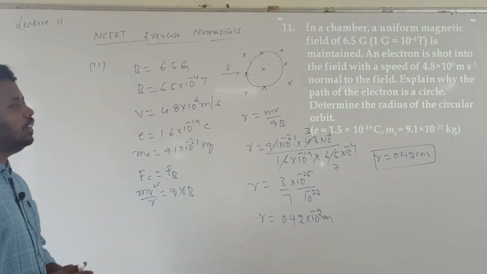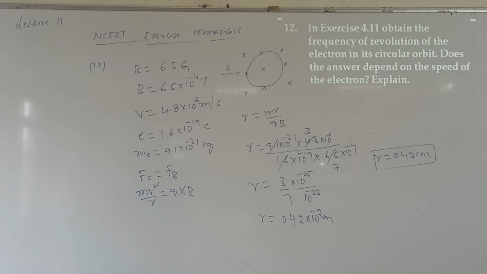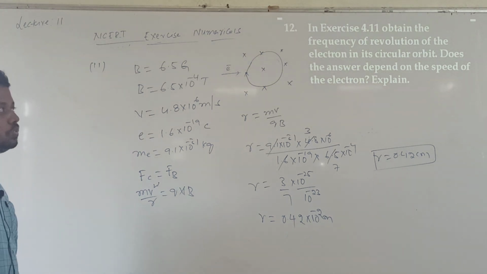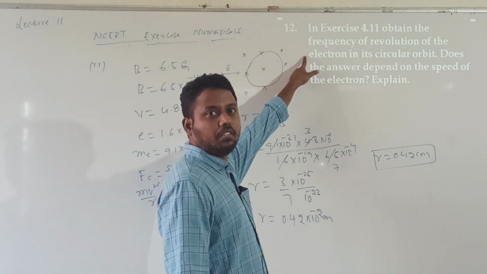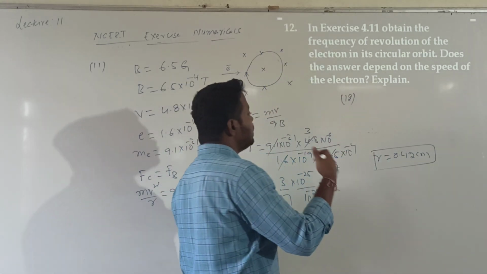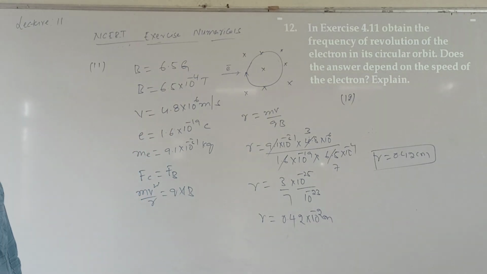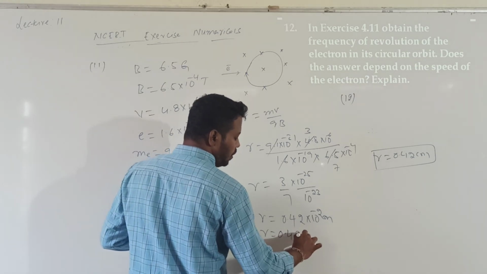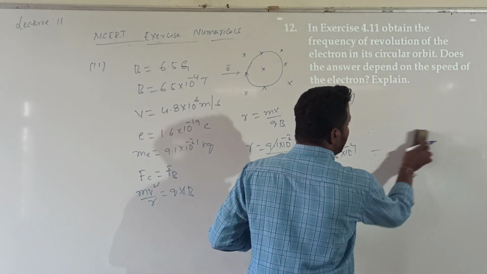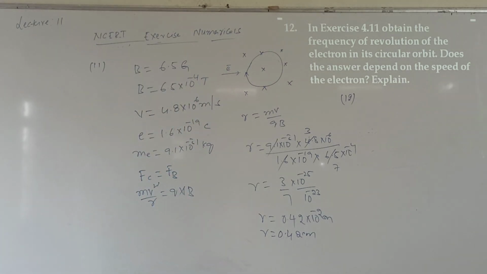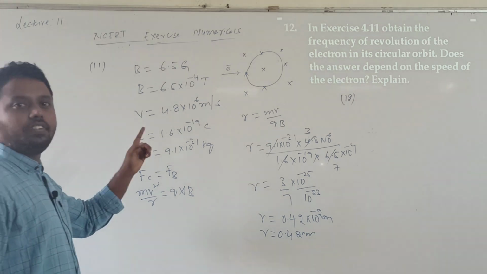This is question number 11. Next one, question number 12. Question number 12 is related to this only. So in this question 4.11, the frequency of revolution, how can I calculate? Can I continue here? The 12th question is related to the 11th one only. So the R value is 0.42 centimeters. I will write that. Now they are asking for the frequency of revolution of the electron. So obtain the frequency of revolution.